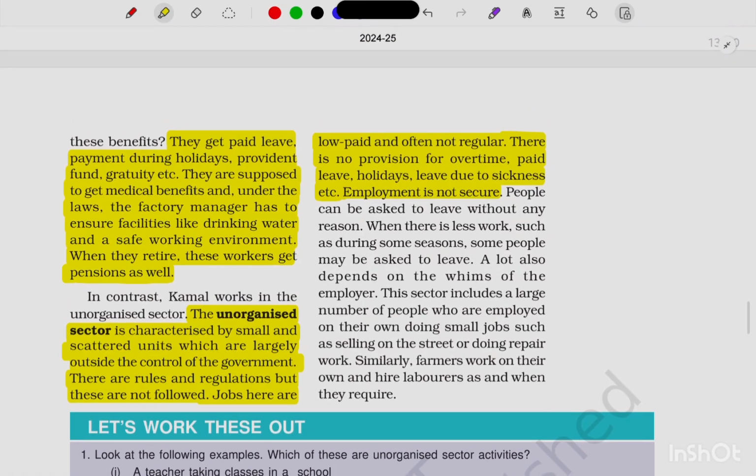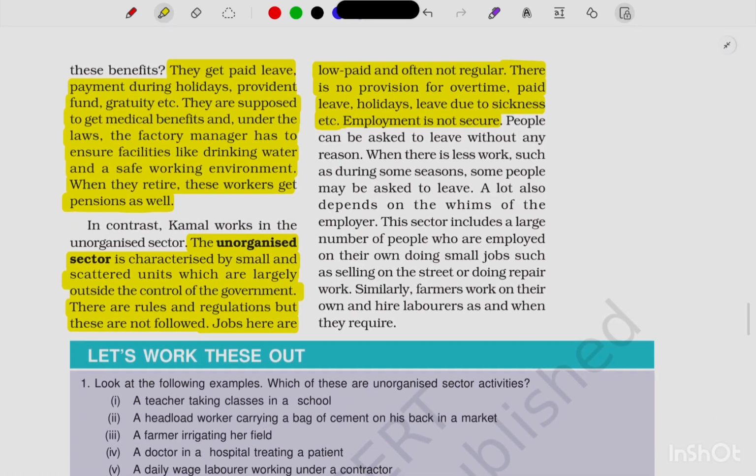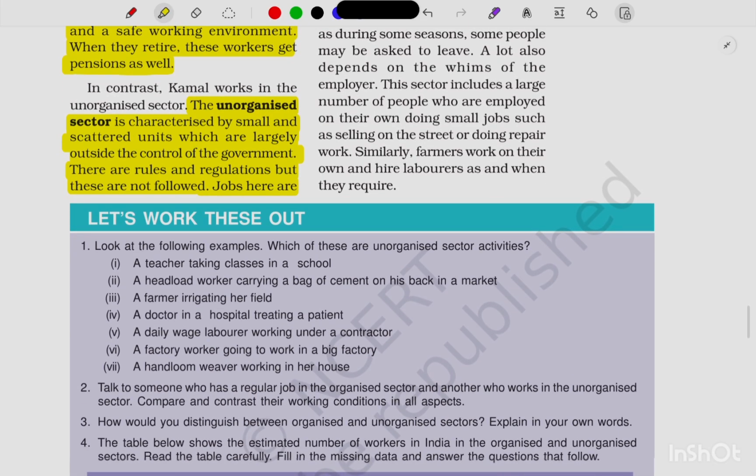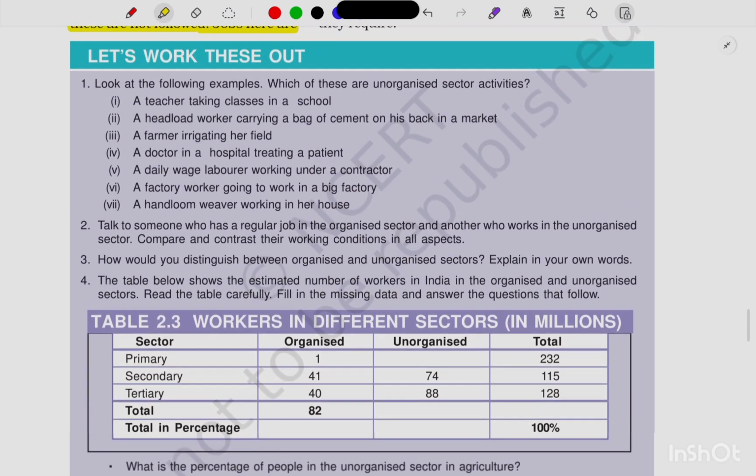This sector includes a large number of people who are employed on their own, doing small jobs such as selling on streets or doing repair works. Self employed. Similarly, farmers work on their own and hire laborers as and when they require. Now, look at the following examples and decide which are organized sector. For organized, I will say O, and for unorganized, I will say U. U, head load worker carrying cement on his back in a market. U, farmer irrigating her field.